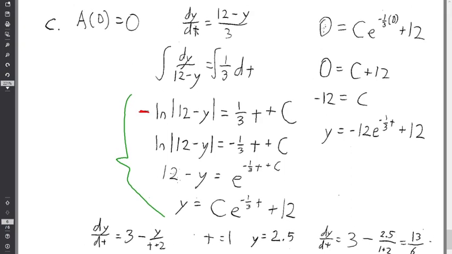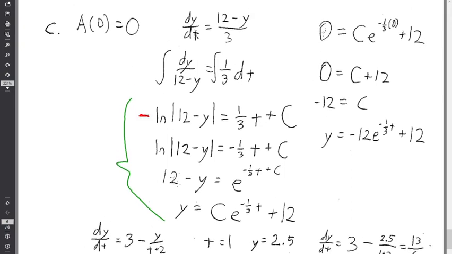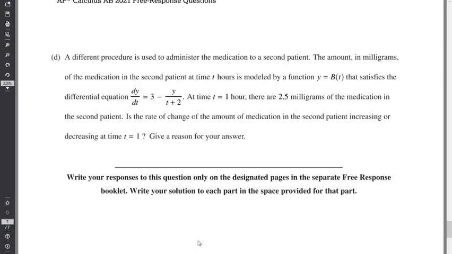So is the rate of change increasing or decreasing? If we're asking if a rate of change is increasing or decreasing, we're asking about the rate of change of the rate of change. So this is a question about the second derivative. If it asks about whether a rate of change is increasing or decreasing, that's a question about the second derivative.